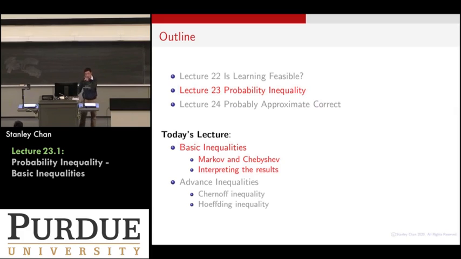Okay, so what are we going to do today? We want to talk about two sets of inequalities. One is the basic inequalities using the Markov and Chebyshev results. And then the other one is to use the Chernoff bound and also the Hoeffding bound. Now, these two are a little bit more advanced, which we want to spend more time on. These two are really basic results that we might want to use often.